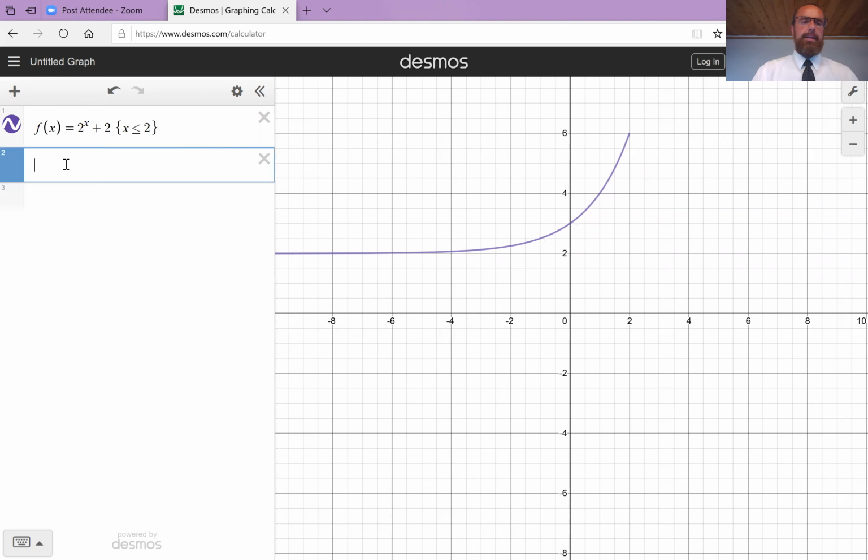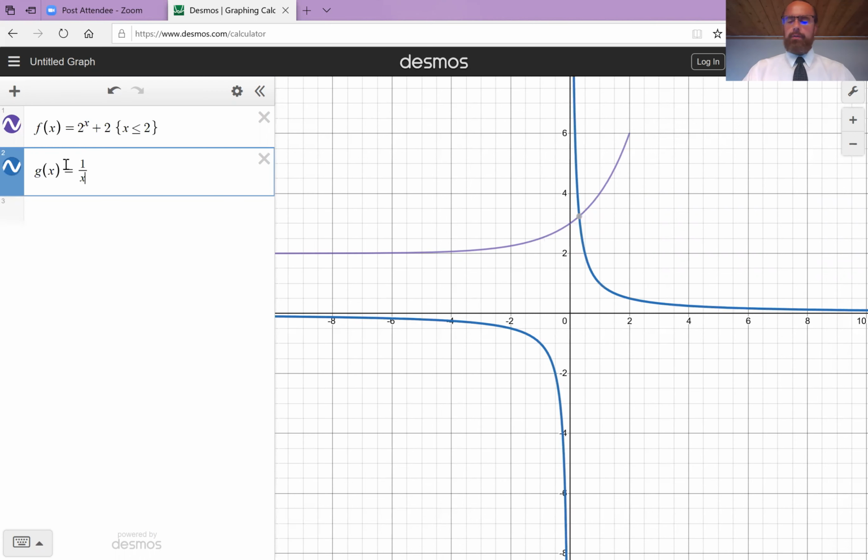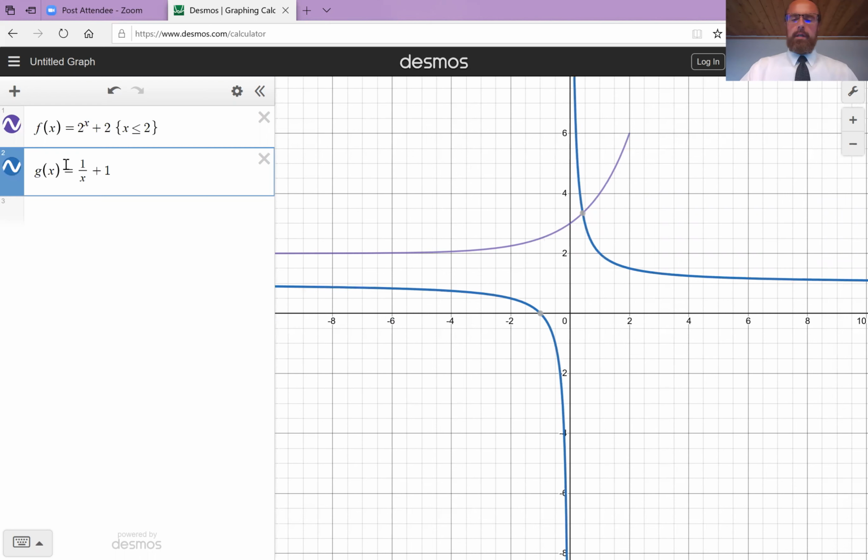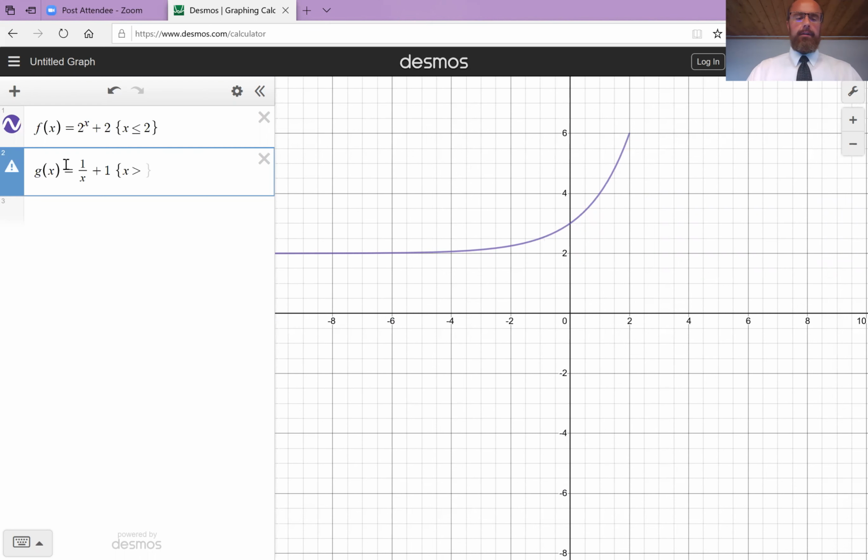Let's type in the second half of the piecewise function. I'm going to call this g of x just to allow the calculator to treat them as two pieces. So that one was 1 over x, hit right to get out of that denominator, plus 1. And again, the restriction on the x is greater than 2. And what we're seeing is that that second half of the rational function on the right shows up starting from 2.